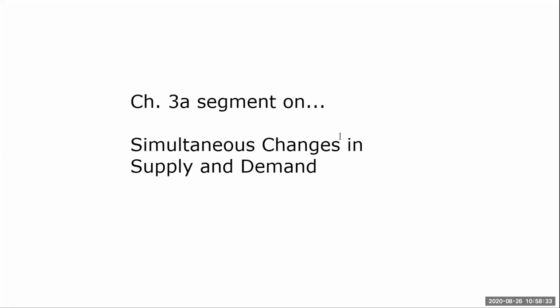So this segment, the first segment, is on simultaneous changes in supply and demand. Last chapter, in Chapter 2, we learned all about what causes demand and supply to shift. Those are the changes, so the whole curve moving one way or the other. Remember, there's a big difference between a change in demand and supply versus a change in quantity demanded and quantity supplied. In this chapter, we're going to shift supply and demand both at the same time. We've learned all this, only we haven't done them at the same time. So that's what we're going to do here.